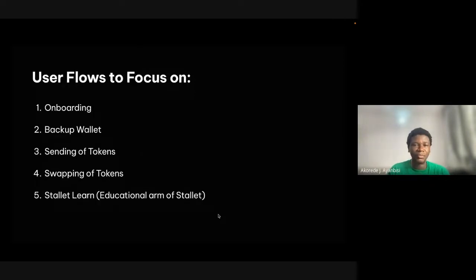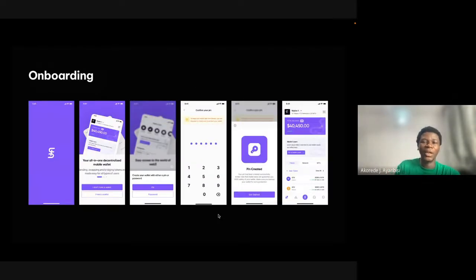So these are the user flows I'm going to focus on, which is onboarding. The second one is backup wallet. Third one is sending tokens. Fourth one is swapping tokens. And the last one is Starlet Learn, which is the educational content I talked about previously. So we added that here too, so that we can have that pictorial use case. The onboarding.